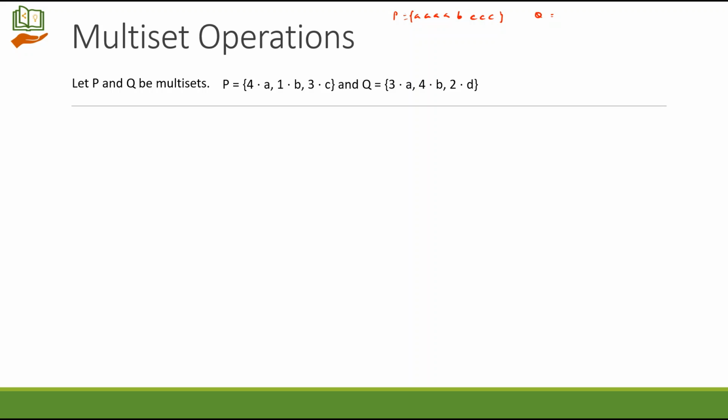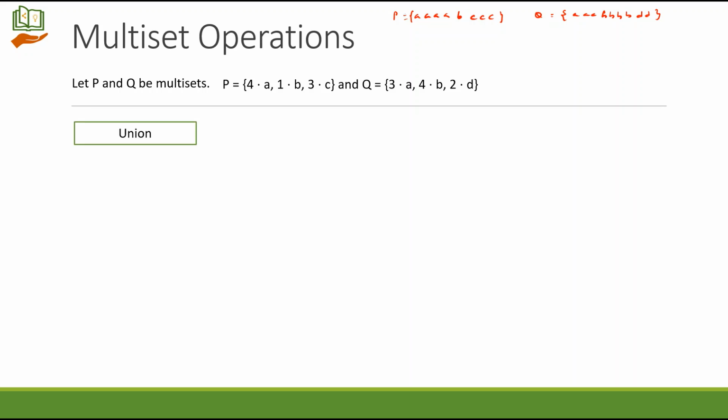Now we will look at the multiset operations. Let P and Q be multisets. P has 4 A's, 1 B and 3 C's. This is just to depict what is inside the set, for better clarity. What about Q? We have 3 A's, 4 B's and 2 D's. C is absent in Q and D is absent in P.